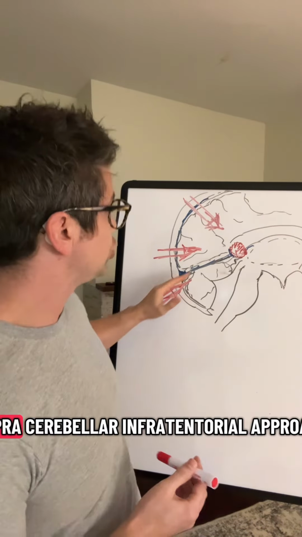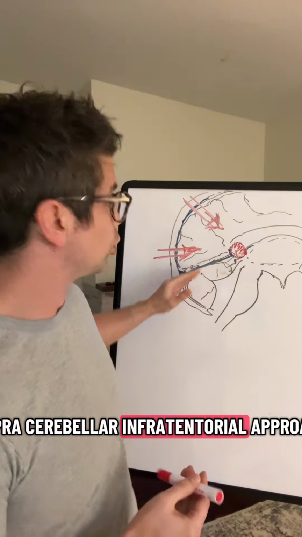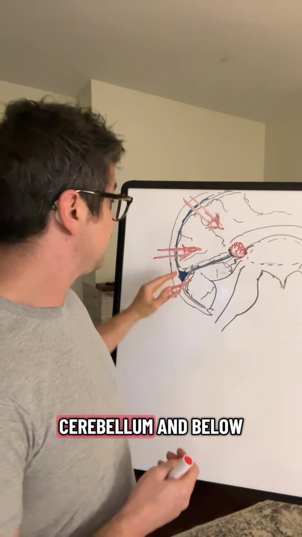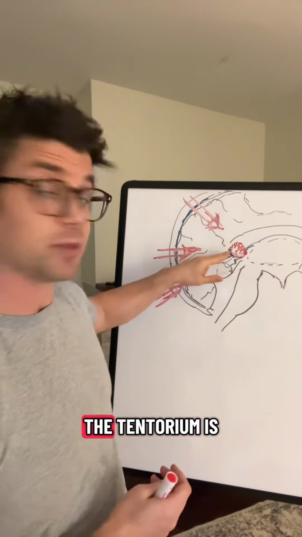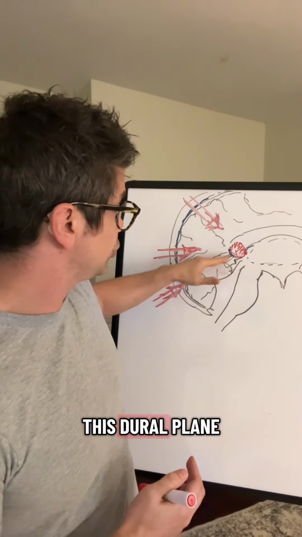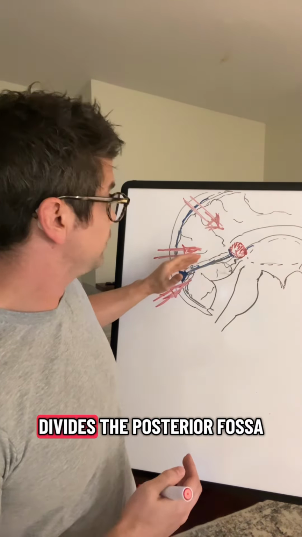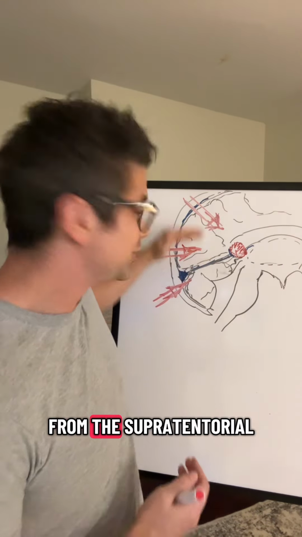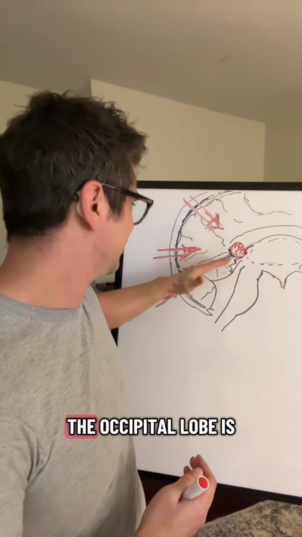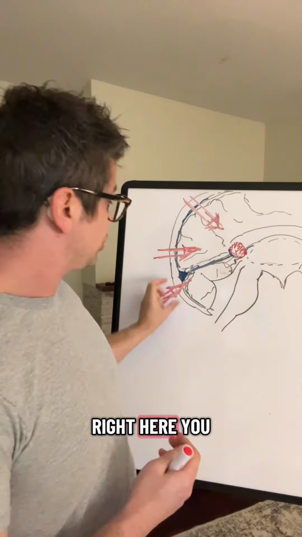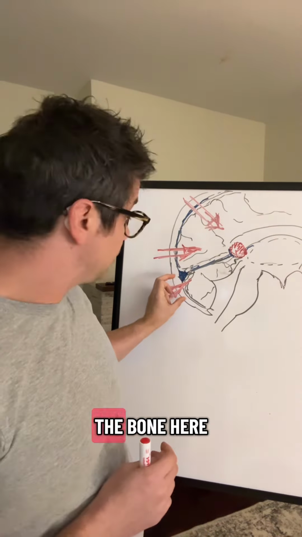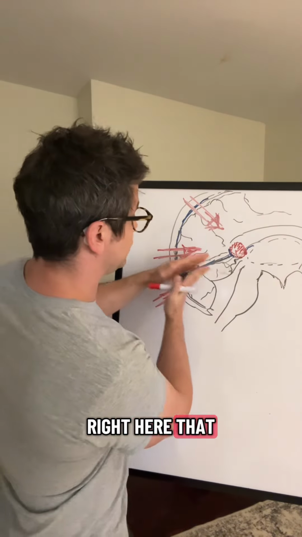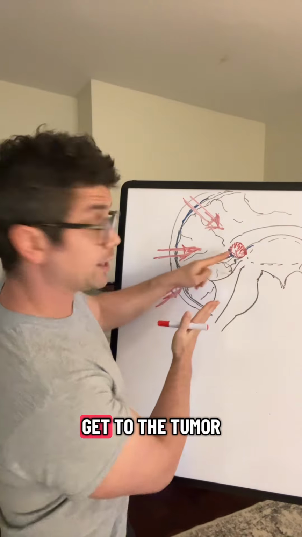So for the supracerebellar infratentorial approach, that just means going above the cerebellum and below the tentorium. The tentorium is this dural plane right here that divides the posterior fossa, where the cerebellum sits, from the supratentorial region, which is where the occipital lobe is, right over here. You make your craniotomy, your hole in the bone here. Basically, there is a potential space right here that you open up in order to get to the tumor.